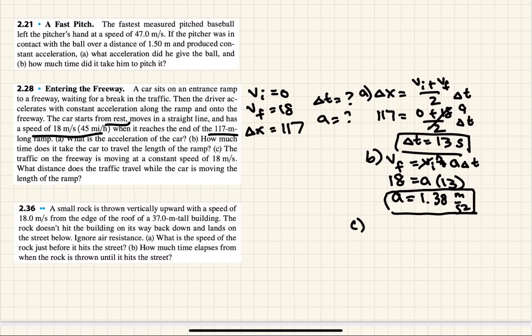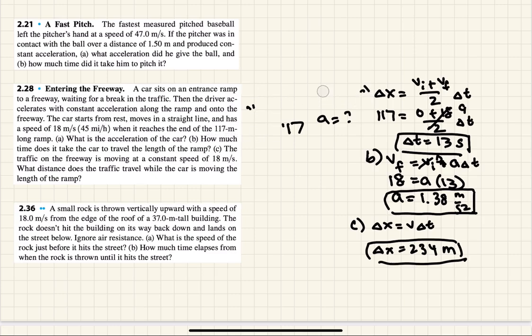And finally, part C, it says, what distance does the traffic travel while the car is moving along the length of the ramp? So how long does it take? We said it was 13 seconds, and then times the speed of the traffic, which is 18. 13 times 18, very simple, because we know that delta x is equal to v times delta t. There's no acceleration, so this equation works. You're just rearranging the equation for average velocity, and so you just plug it in. 13 times 18, you get a displacement of 234 meters, and that's going to be your answer.